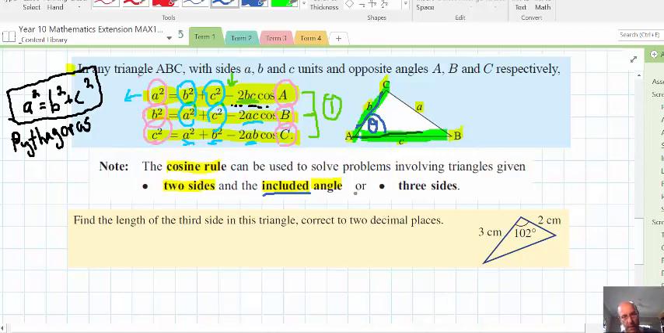That's the included angle. Okay, it can't be one of the others, so see how that angle falls between the arms of the two sides. The other situation where you would use the cosine rule is where you're given no angles but you're given all three sides. In the next video we will look at two examples to show how all this works.